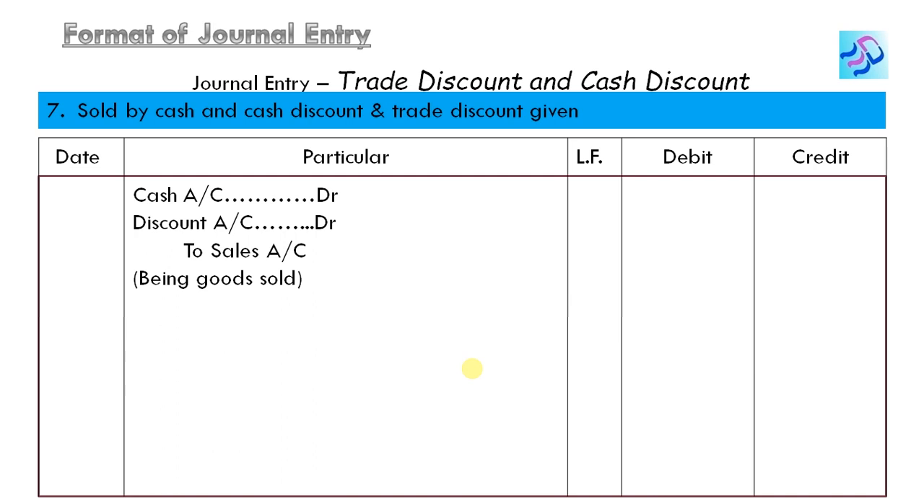So the next type of entry can be trade discount and cash discount. Sold by cash and cash discount as well as trade discount given. In this case, as opposite to the purchase entry, the journal entry will be cash account debit, discount account debit to sales account.